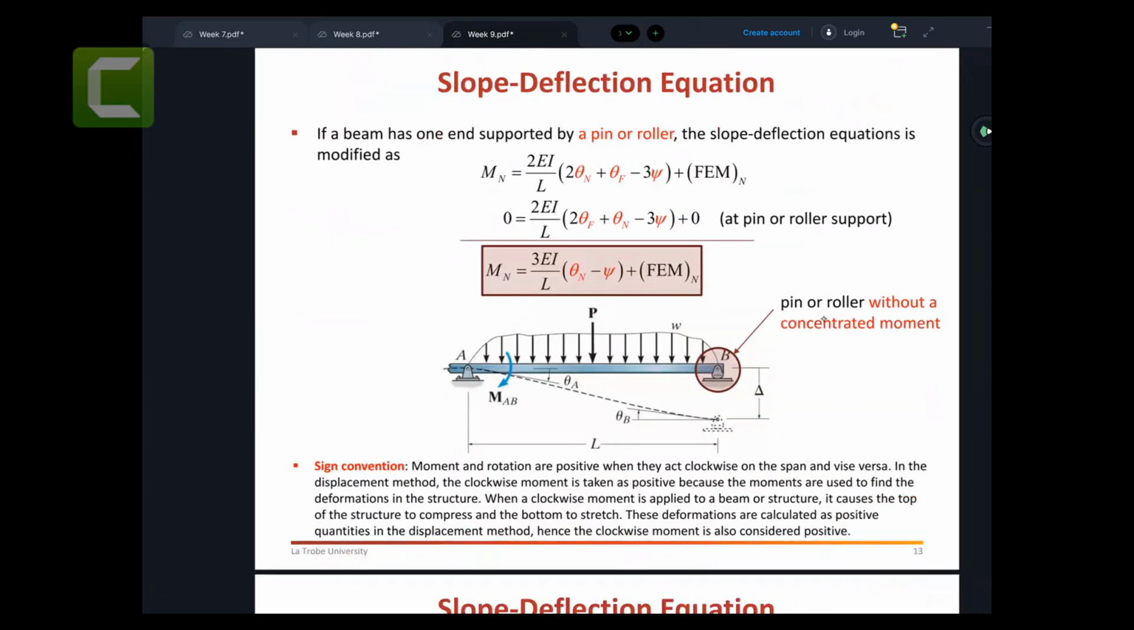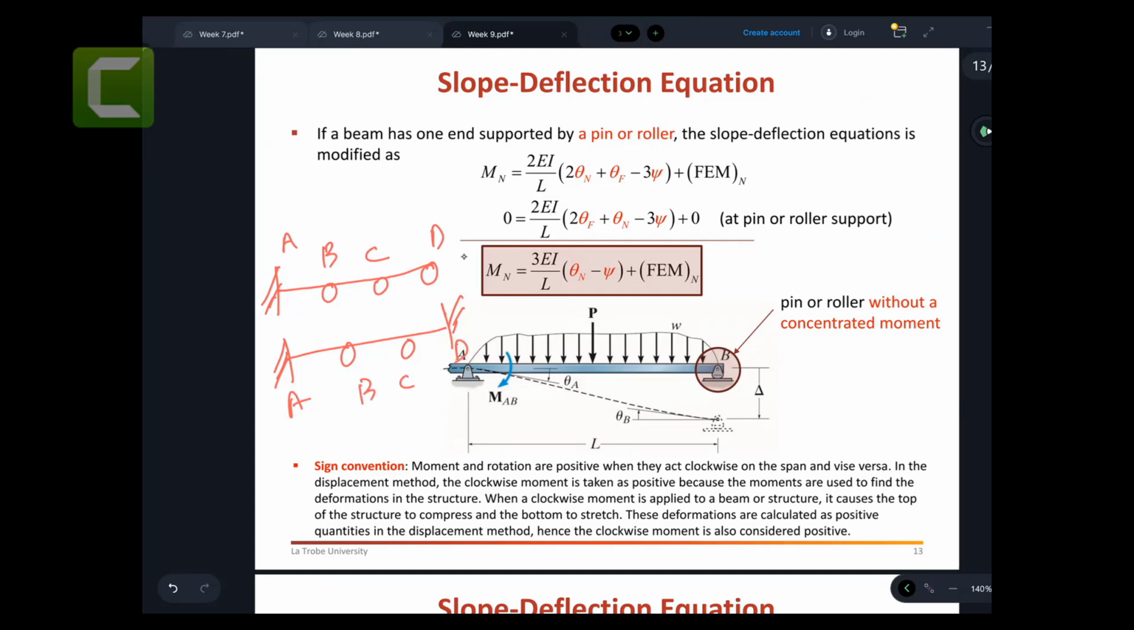By the way, when your far node is a pin or roller without a concentric moment, let's say you have A, B, C, and D, and these problems here, C and D. In that case, at D, you aren't allowed to fix it. You can't go and clamp that far end and fix it.